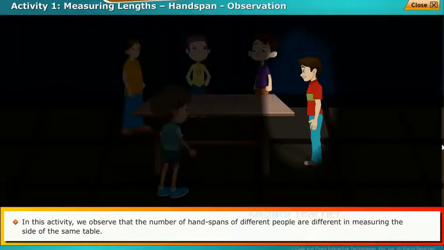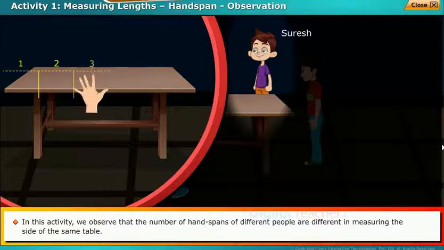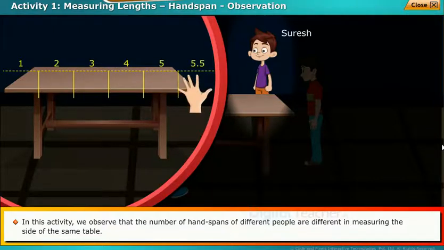In this activity, we observe that the number of hand spans of different people are different in measuring the side of the same table.